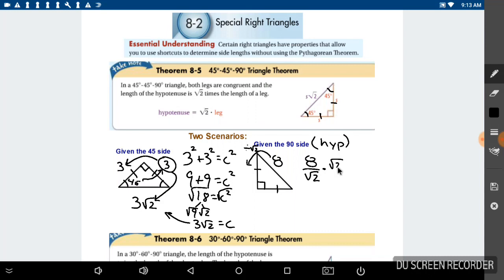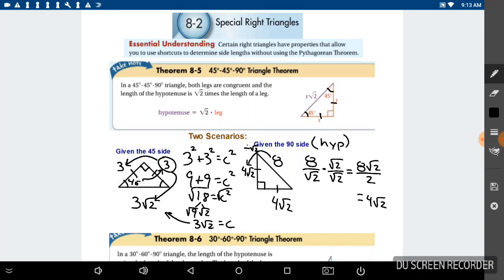To do that, you multiply by 1 in disguise. So you have 8 roots of 2 over root 4, which is just 2. Then, of course, you can simplify that to 4 roots of 2. So each leg is going to be 4 roots of 2.